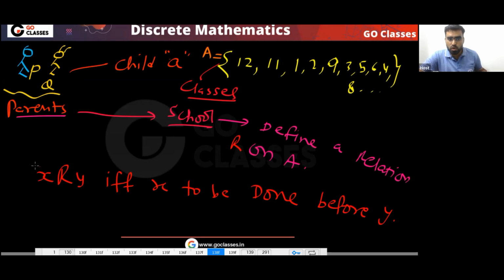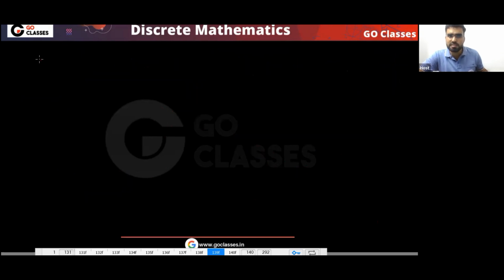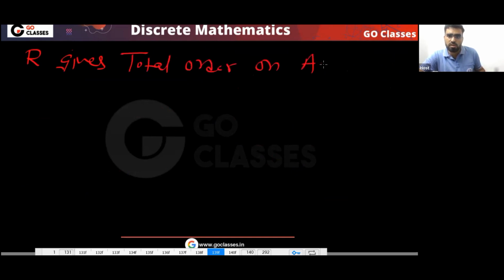Now tell me, because of this relation, will you get a total order or a partial order? You can notice on this set A, this is the relation we are defining: X is related to Y if and only if X is to be done before Y. So you can clearly see that you will get a total order. This relation R gives a total order on set A.